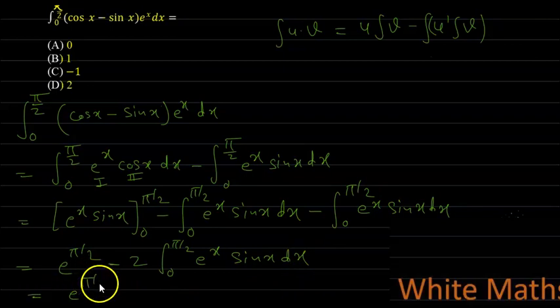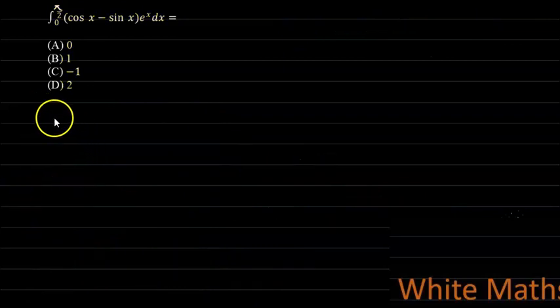Now consider e to the power pi by 2 minus 2, this whole is equal to I. Consider this is equation first. Now where I is equal to 0 to pi by 2 e to the power x sin x dx.